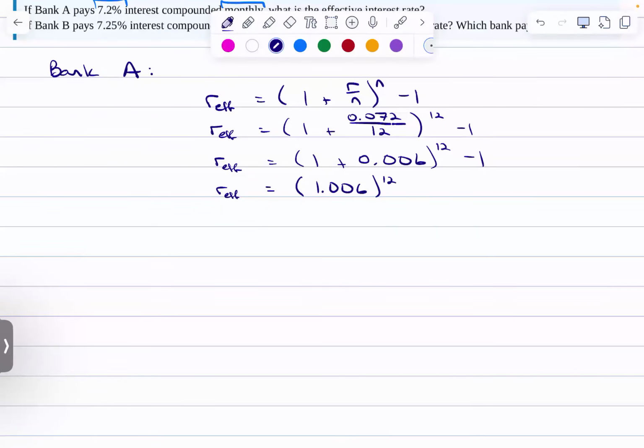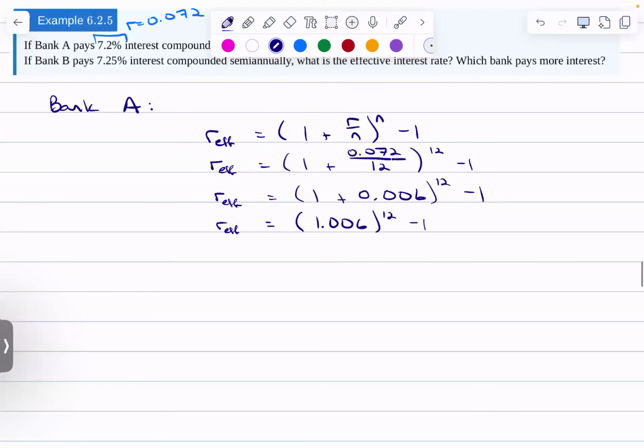1.006 to the power of 12, then minus 1. Now I can do that part. Yep, sorry. Should this be on the formula sheet? Yeah, it'll be on the formula sheet. Don't worry, I'll highlight it.